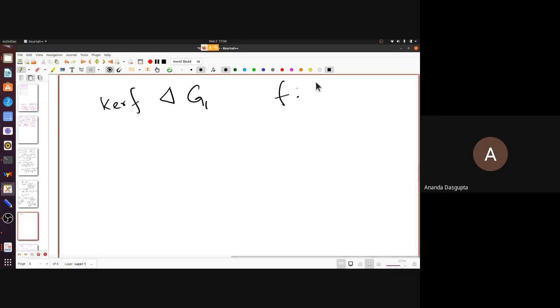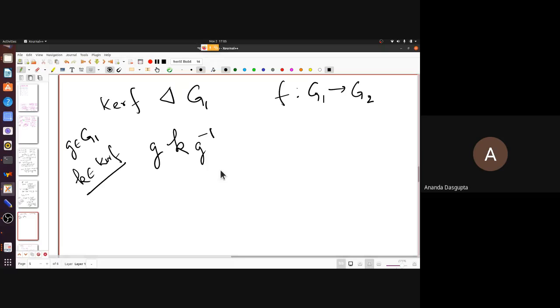So F is a map from G1 to G2. You need to prove that the kernel of F is a normal subgroup of G1. For this, what you need to do is take an element K from the kernel, and take any element G from the group G1. So G belongs to G1, K belongs to the kernel of F, and ask, is this element GKG inverse in the kernel?